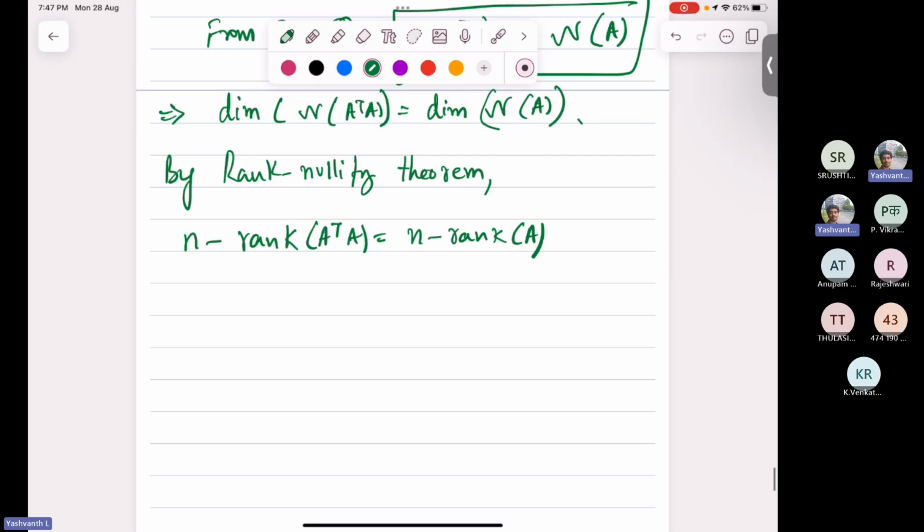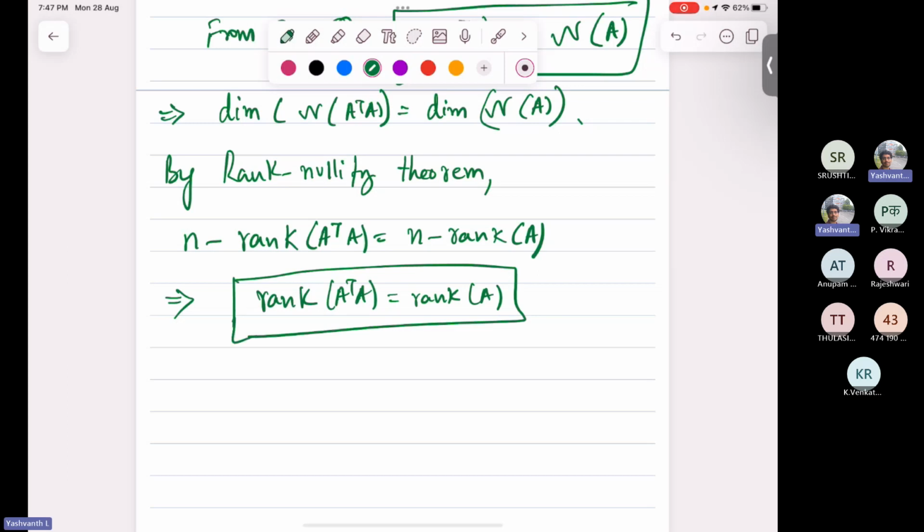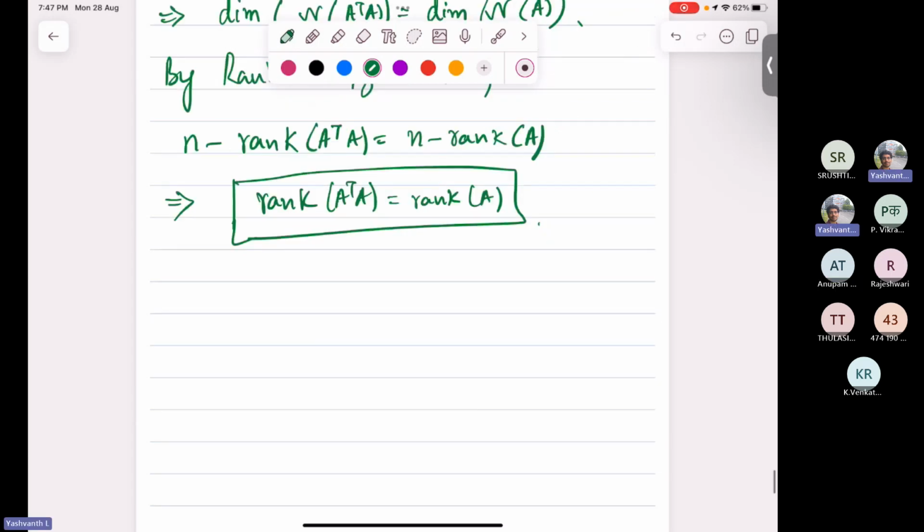So what does it mean? Rank of A transpose A is equal to rank of A. Is it clear? Can anyone confirm if it's clear? Yes. Okay, great. So now I'm going to go to least squares.